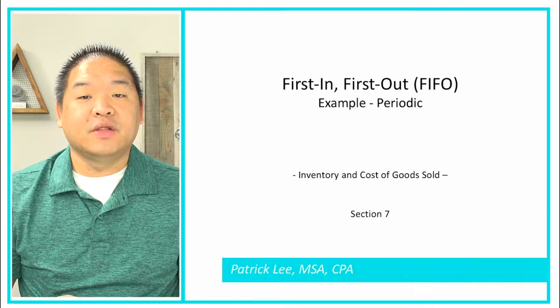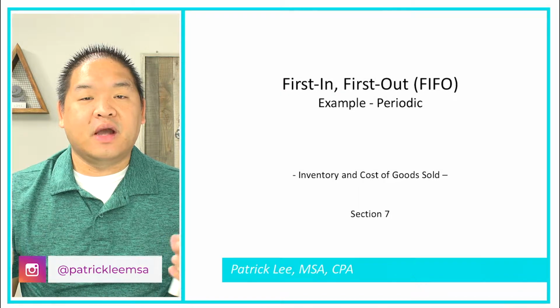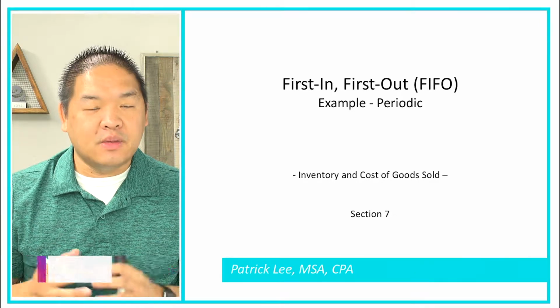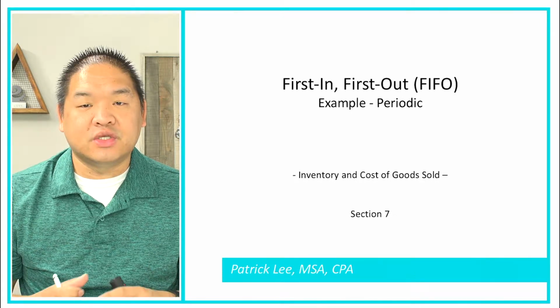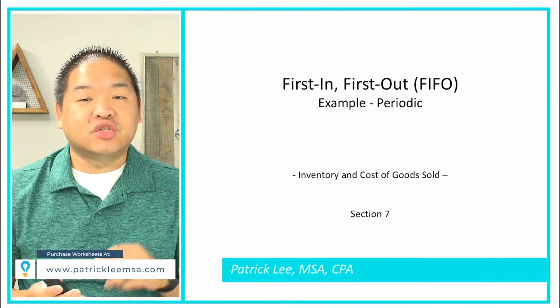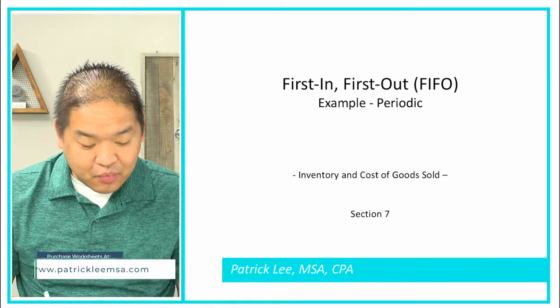All right, in this lesson, we're going to be looking at an example of FIFO under the periodic inventory system. The key in this example is that we've got a little bit more moving parts that we have to deal with. So we're going to help you understand those moving parts as we go along. So let's start off with the example prompt here.